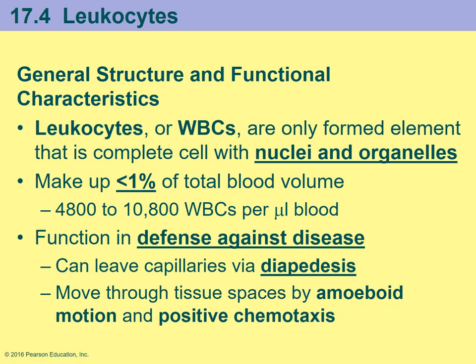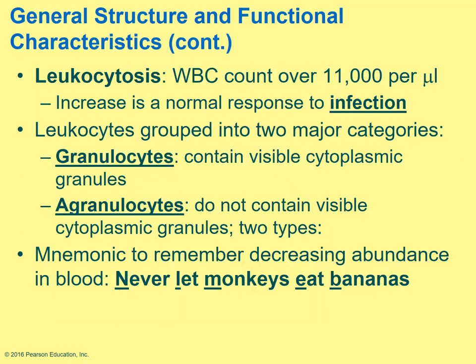They move through spaces, and sometimes they will move due to what we call positive chemotaxis. Chemotaxis is when a chemical is released and it attracts something or it repels it. So positive chemotaxis is where the white blood cell will be attracted to certain chemicals. If it was a negative chemotaxis, it would be repelled and want to move the opposite way from it.